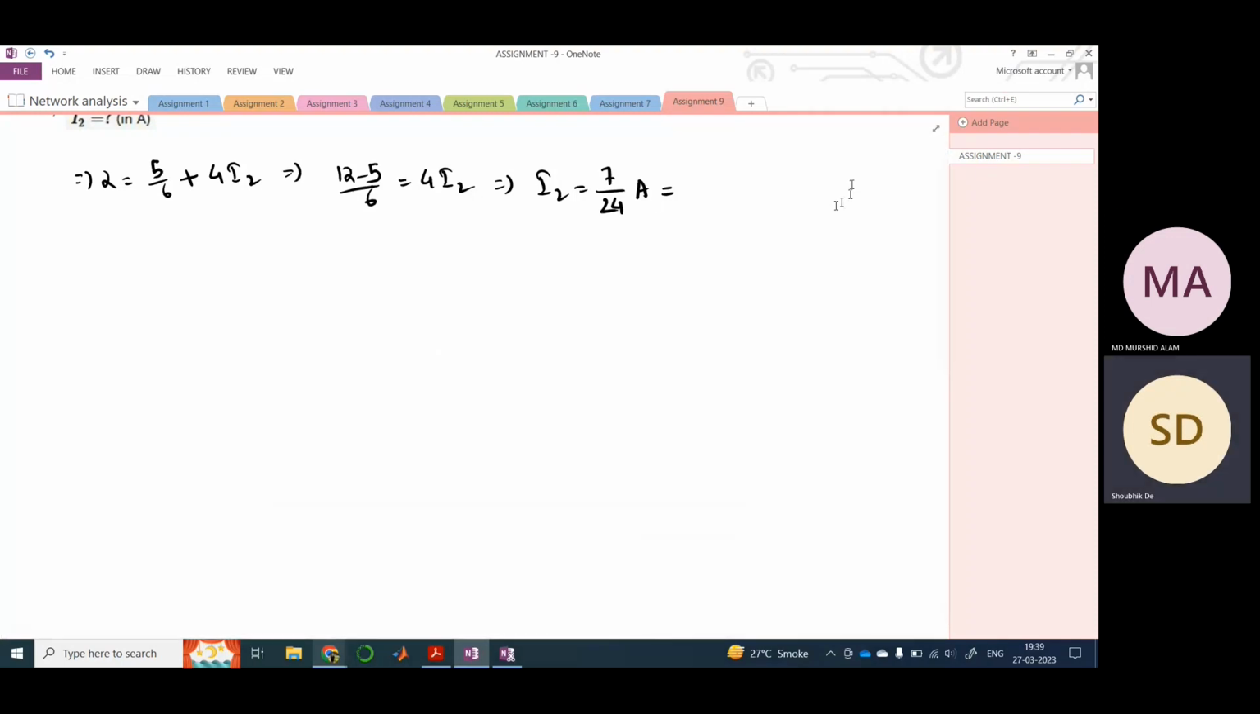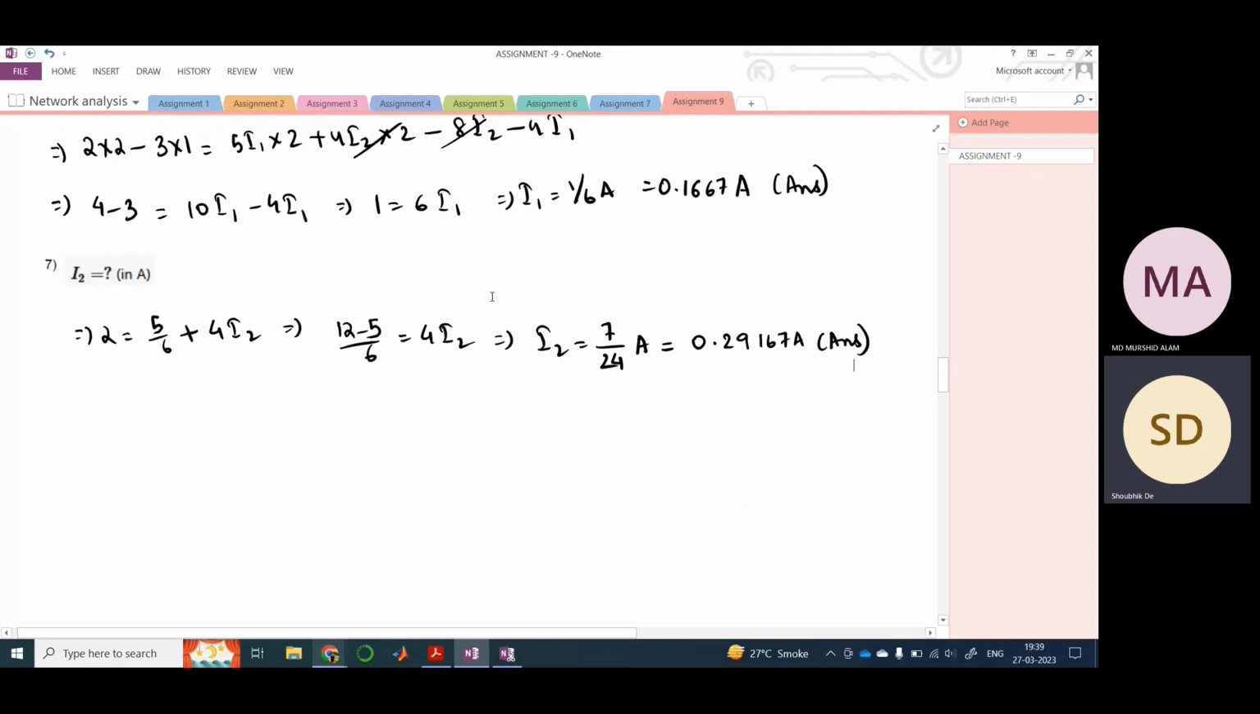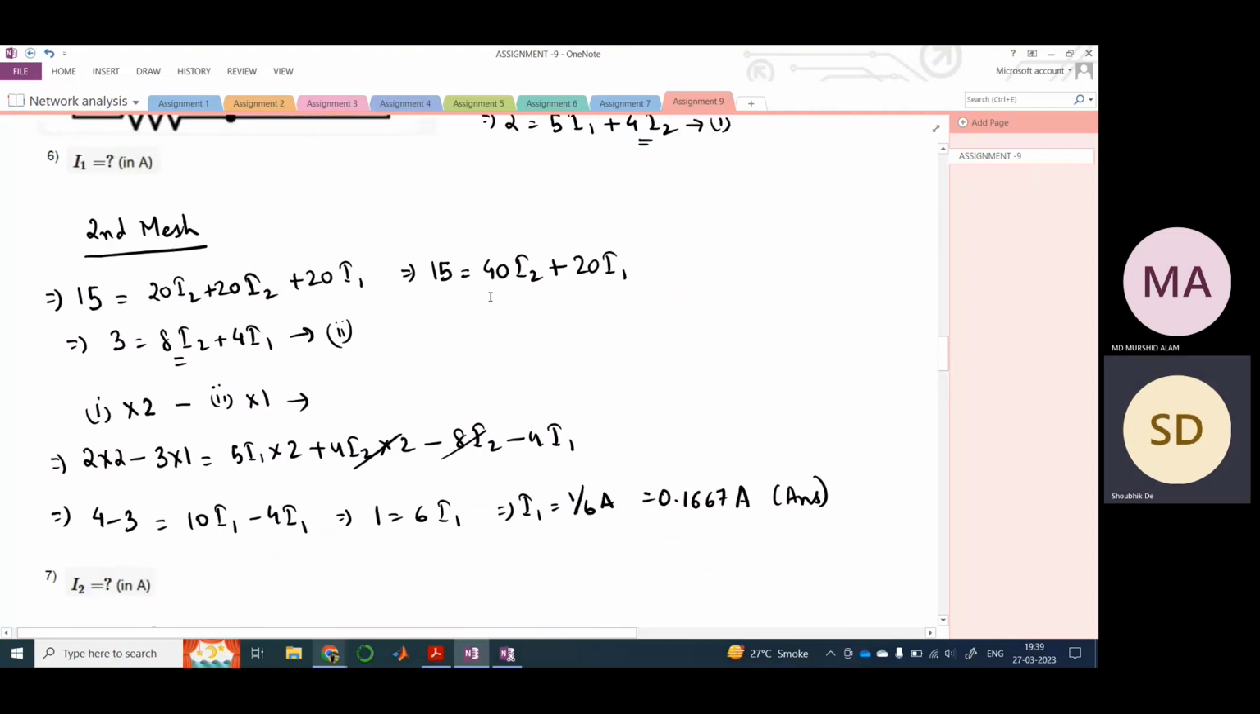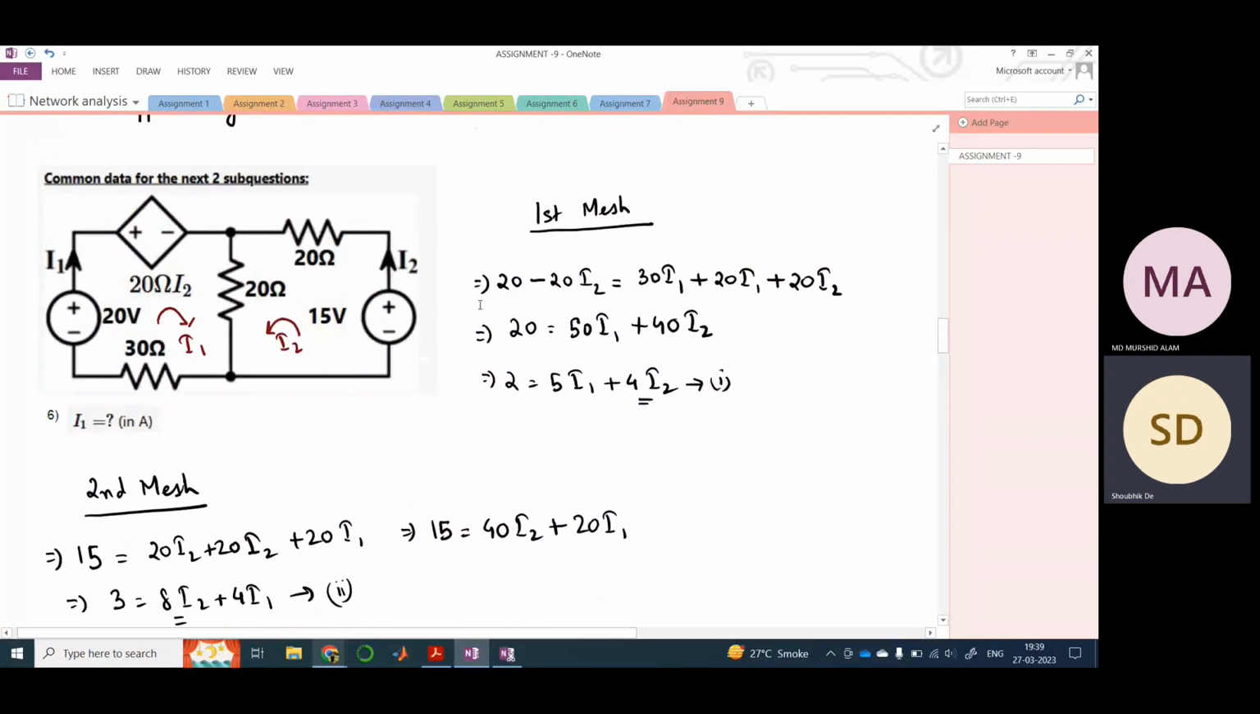Okay, so let me just calculate myself. This is 0.29167 amperes. So yeah, this is how you calculate I1 and I2. I hope this is clear.